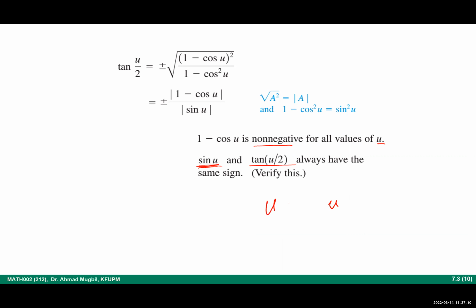If you assume that u is in the first quadrant, u over 2 will also be in the first quadrant. So both will have the same sign. They have the same sign, by the way.